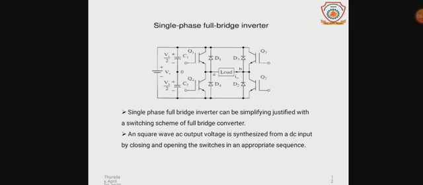Now we will discuss the second type of single phase inverter, that is single phase full bridge inverter. The single phase full bridge inverter consists of 4 choppers and 4 transistors Q1, Q2, Q3 and Q4. When transistors Q1 and Q2 are turned on simultaneously, the input voltage Vs appears across the load. If the transistors Q3 and Q4 are turned on at the same time, the voltage across the load is reversed, that is minus Vs.